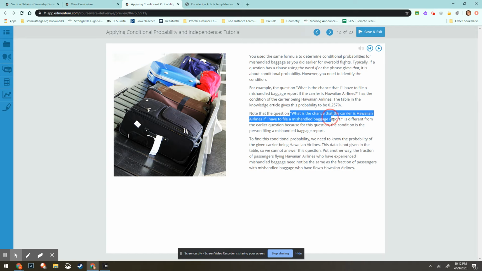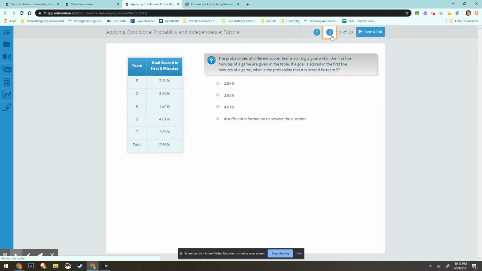And then if I look at what is the chance that the carrier is Hawaiian Airlines, if I have to file a missed baggage claim, the condition is if I have to file the mishandled baggage report, which the table doesn't tell us. So this is a totally different question than the other one, because the restriction is you have to have filed the report, then which airline would it be? So you just have to be careful about the order.